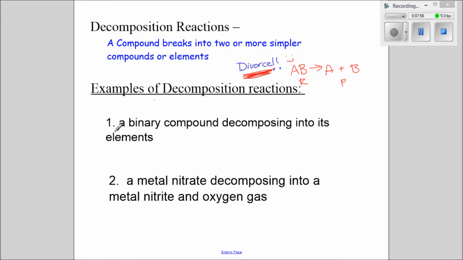For examples, the first one is a binary compound decomposing into its elements. I'm going to pick one quickly: KCl, potassium chloride. That can break down into its elements. It is made up of potassium and chlorine. Remember that chlorine is diatomic because of the periodic table, so we put a 2 here and balance it out. That is an example of that.